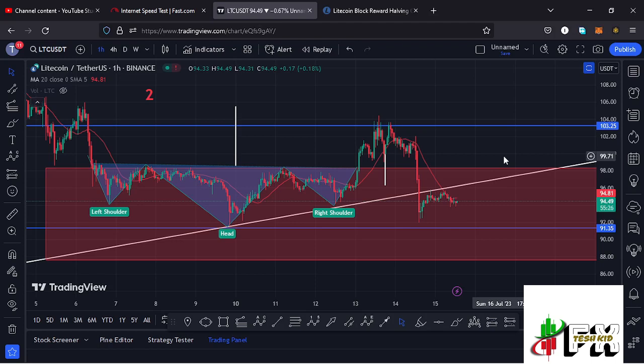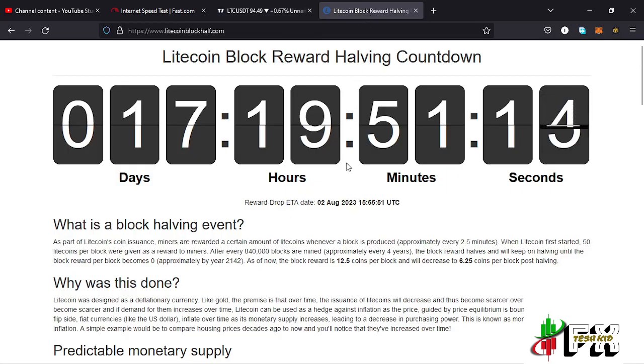And before I get further into the technical analysis, let's first focus on the fundamental analysis, where you can see that we now have 17 days, 19 hours, 51 minutes at the time of this recording to the Litecoin halving event. And this is a countdown that we need to have in mind, because I'm expecting a lot of volatility on the Litecoin chart as a result of the halving event.